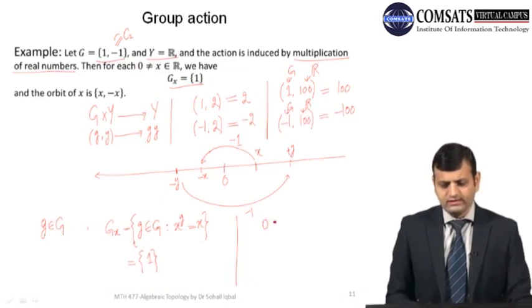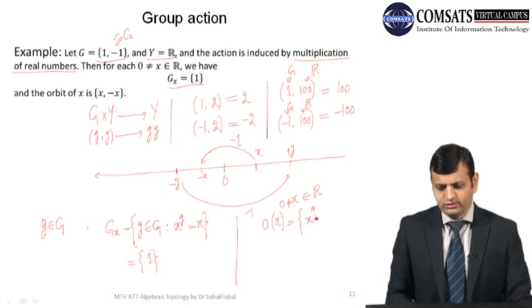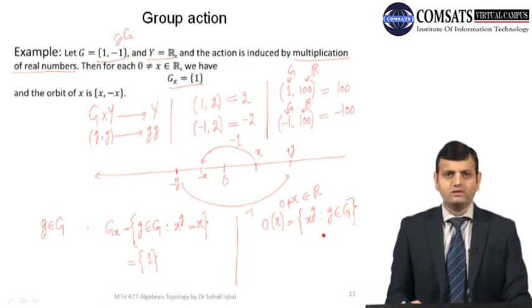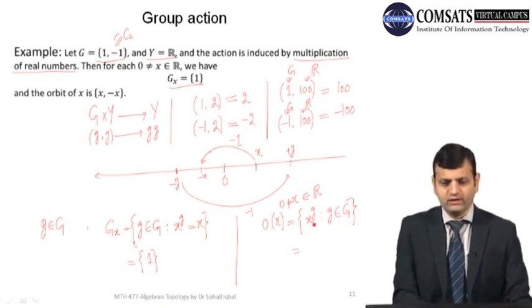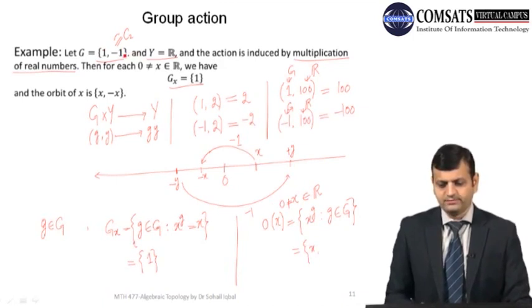So what are going to be the orbits? As I said earlier, when we are defining the orbit of an element x, which is a non-zero real number, then this is going to be equal to x raised to power g such that g belongs to capital G. So take all the elements of the group and apply them on this x, and that will be your orbit. Let's start with 1. Take 1 and apply it on x, and you will get x. Take another element of the group, -1, apply it on x, and you will get -x. There are only 2 elements in the group, so we have applied all the elements of the group. So this is going to be the orbit of this x.